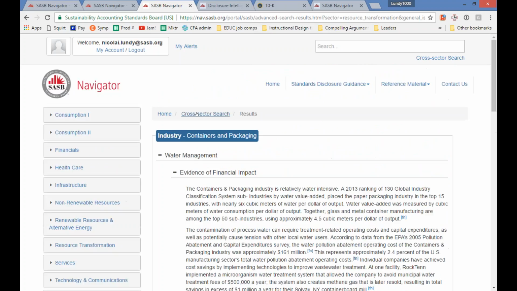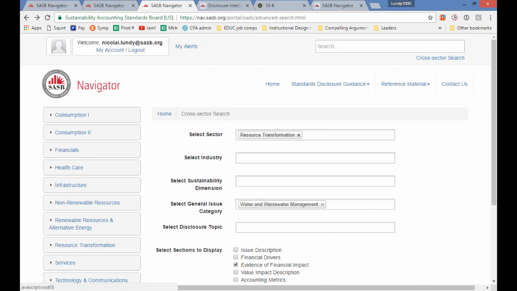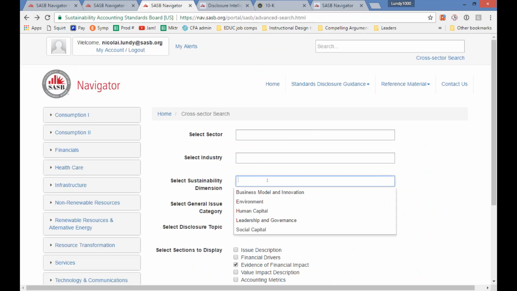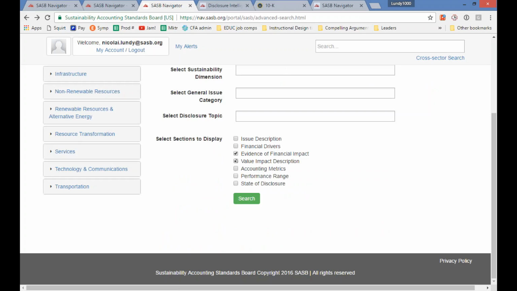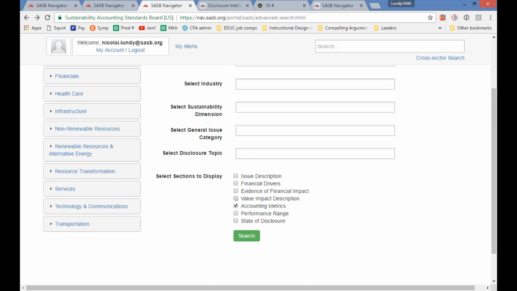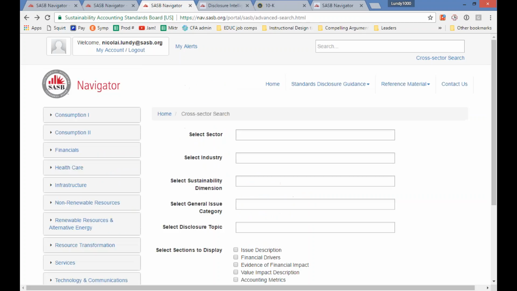And the way to think about this is that you can do this for any sector. You can see the information you want for any industry, for any sustainability dimension, which is basically the ESG: environment, social capital, human capital, things like that. Any topic that we see in the materiality map, the disclosure topics that appear in the standards. You can look at the value impact only. You can look at value impact and accounting metrics. You can look at state of disclosure. So all of this functionality allows you to pick and choose what information you want to see. Hopefully that gives you a little bit more insight.